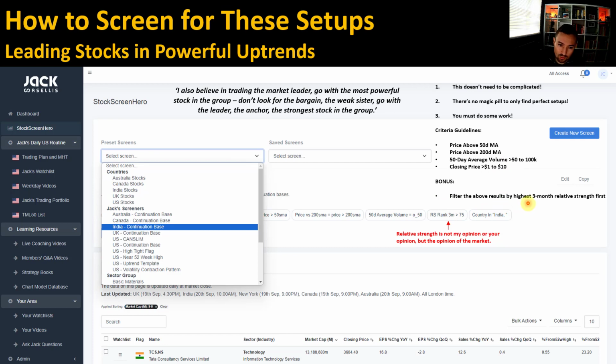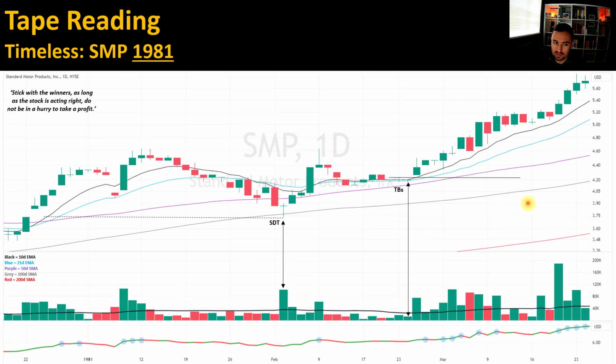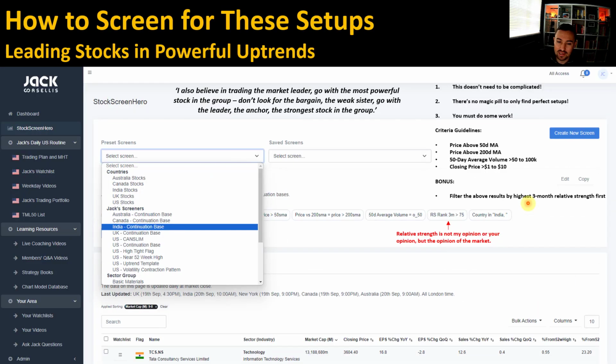So what I like to do in my own screening to find these kinds of setups and stocks is have criteria that are not very strict, not very onerous. I'm looking for stocks in the context of powerful phase 2 uptrends, but then I'm filtering via relative strength rankings, and I like using the 3-month relative strength ranking. You can see here I've applied it to one of the preset screens: relative strength ranking on a 3-month basis greater than 75.